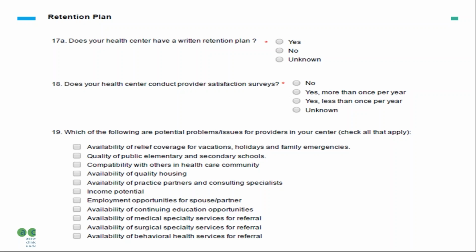And then 19 is, if you have provider satisfaction surveys, you could use data from those. But 19 can just be your opinion or your team's opinion of what are some of the problems and issues that providers in your center face. So it's just kind of acknowledging that, okay, yeah, in our town, we don't have a lot of availability of quality housing, for example. And there may be things that you can control and things that you can't, but you should be aware of all of potential issues. So checking off all that apply on this question.